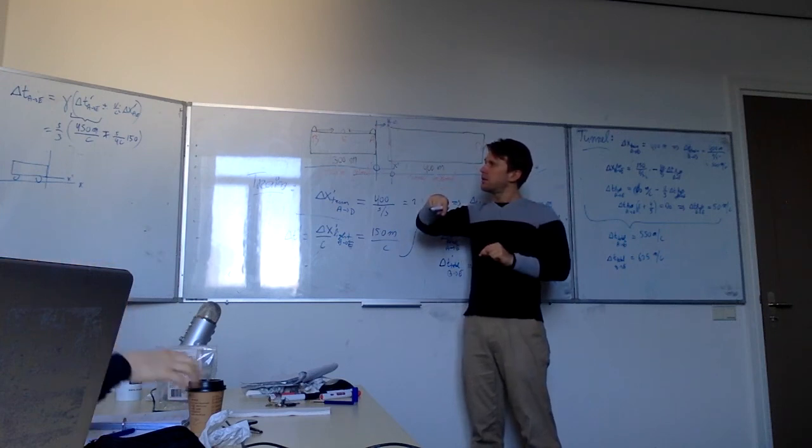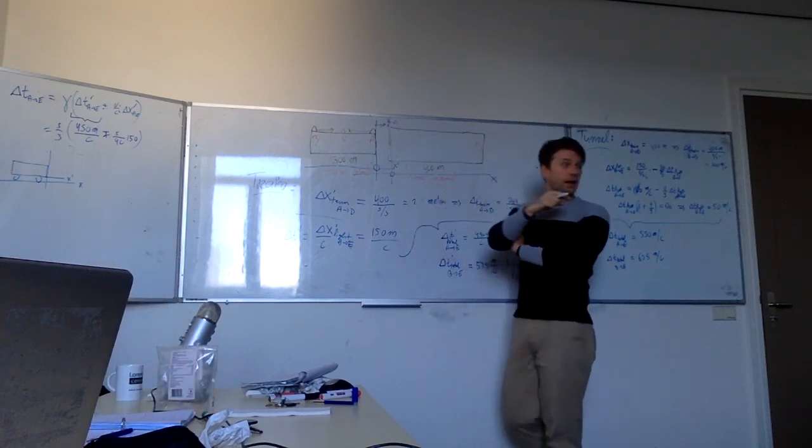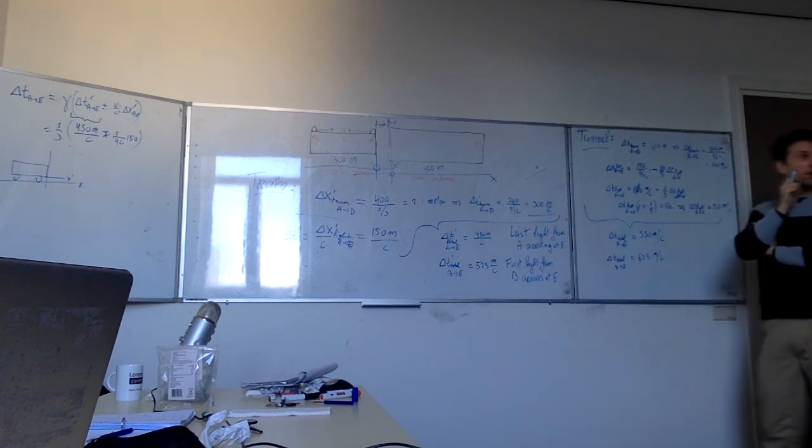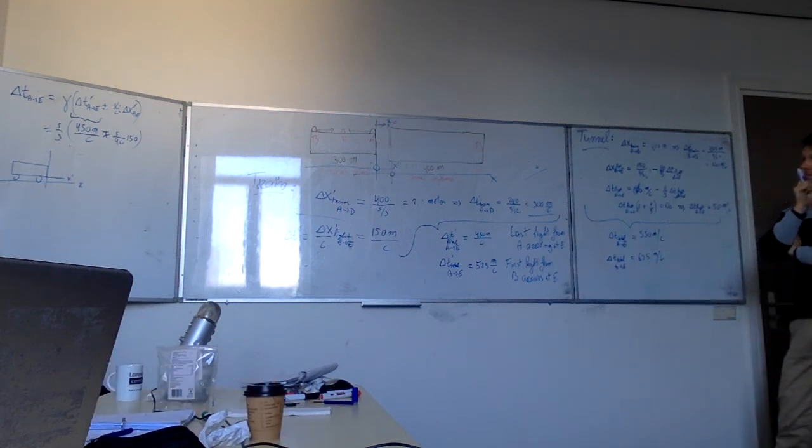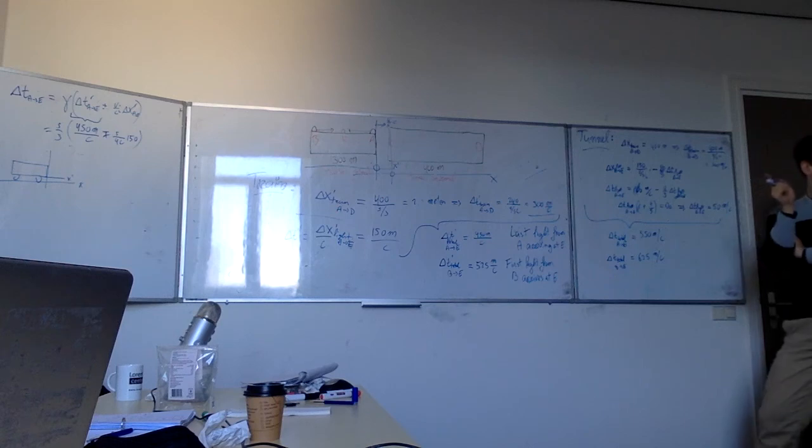But yeah, I would say it makes sense. Maybe it's positive because for the train's reference frame, the tunnel is moving, not the train, and then the tunnel is moving in the same direction as the light from A to E. If that makes sense. I'm going to draw a picture, and I think that will clarify a lot.